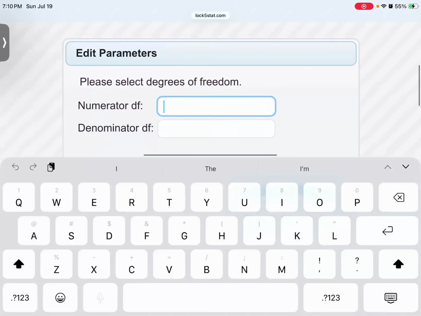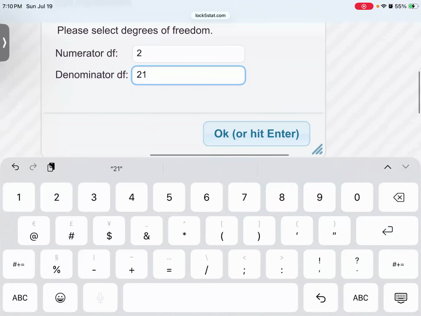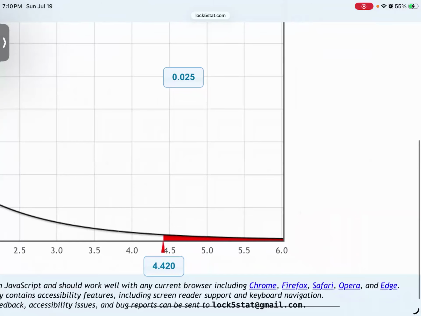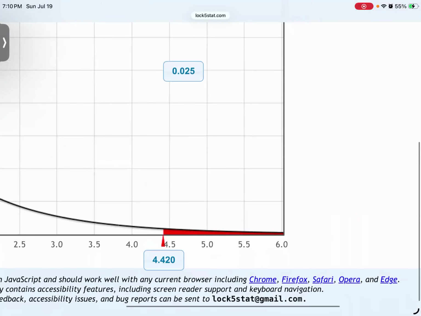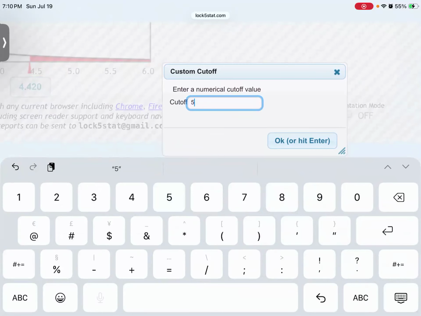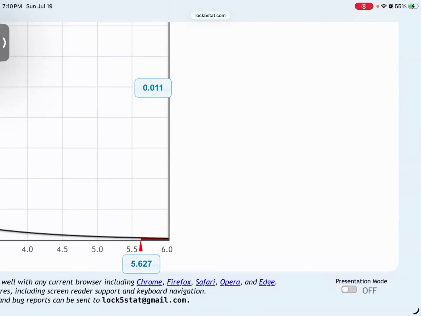Degrees of freedom, we've got the 2 and we've got the 21. We're going to click OK. And like the chi-squared, it's also just right tail. And just like a lot of our distributions, it's going to have the p-value 0.025. Don't believe it. Down at the bottom where you see my 4.420, click on that. And that is where we want to put the 5.627 and click OK. And there's our p-value, 0.011.